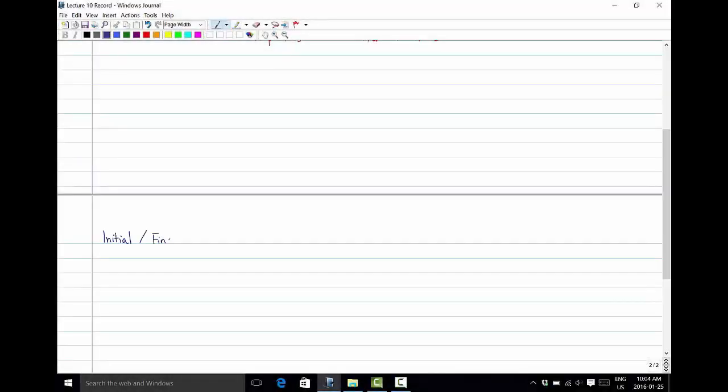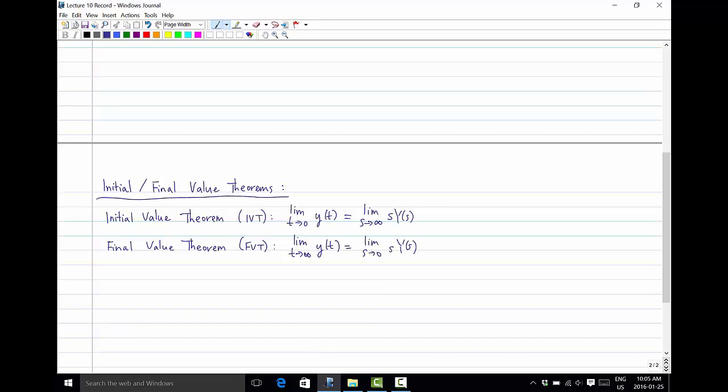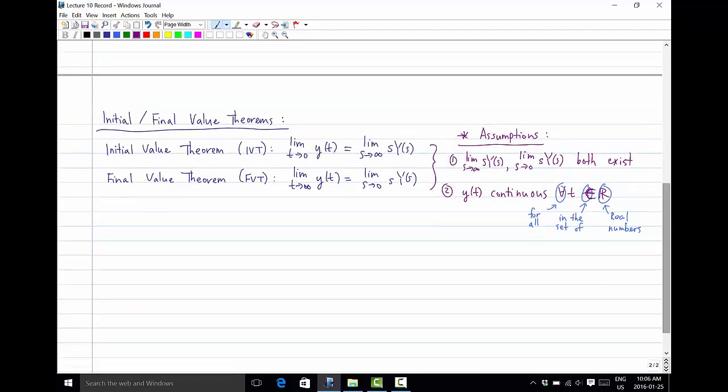The initial and final value theorem is a very important concept that allows us to evaluate the initial value and final value of any given time domain function y of t by simply evaluating the Laplace domain s times y of s, taking the limit as s goes to infinity and s going to 0 respectively. Some important assumptions to note are that both limits, s to infinity of s times y of s and s to 0 of s times y of s, exist and are well defined. The second assumption is that y of t must be continuous within the set of all real numbers.